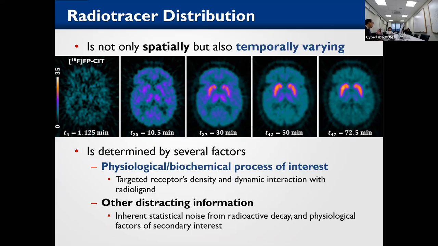This is the fifth 5 minute time frame image. This is maybe the 25th. Maybe this one is a 10 or 20 minute scan duration image, and this one is also 10 minutes, at 30 minutes post injection, and at 15 minutes post injection, at 72.5 minutes post injection. The distribution of the tracer is very different.